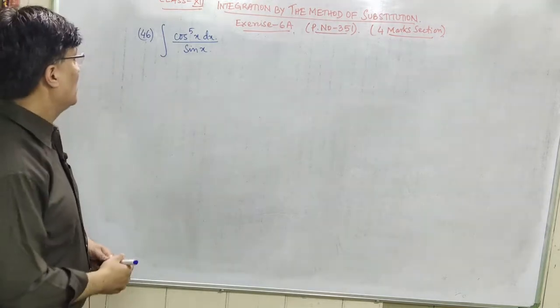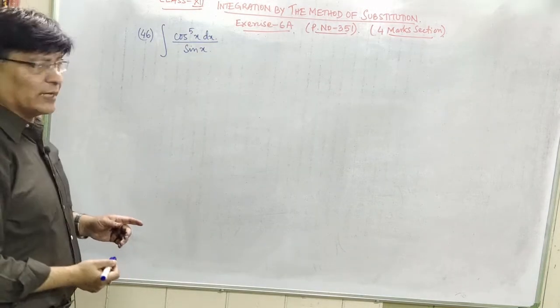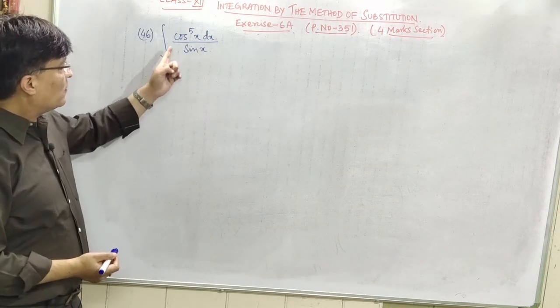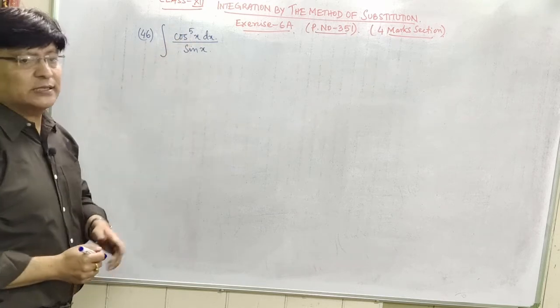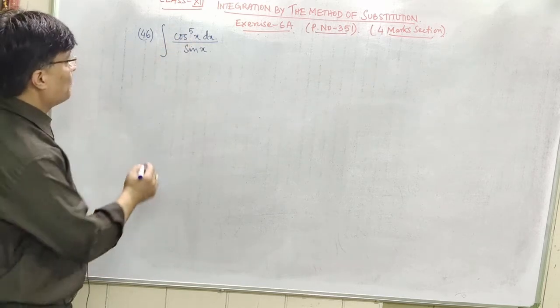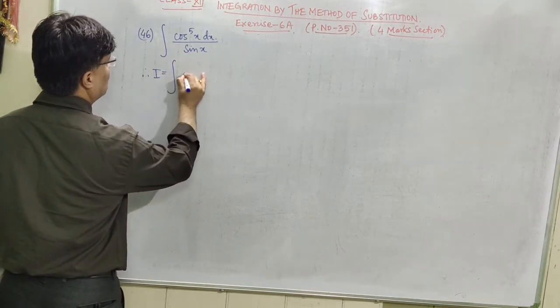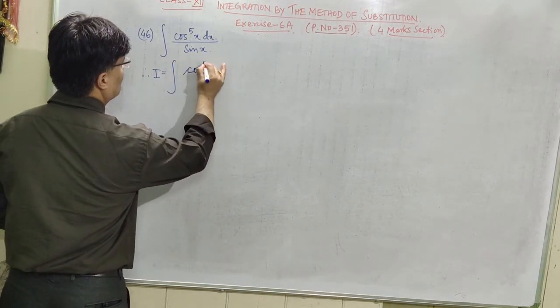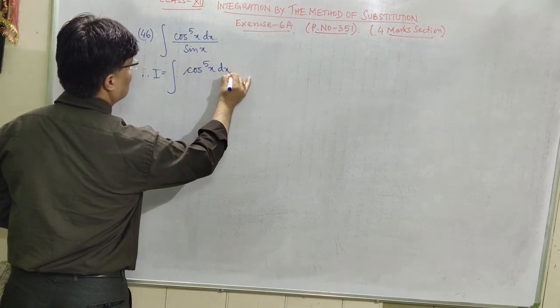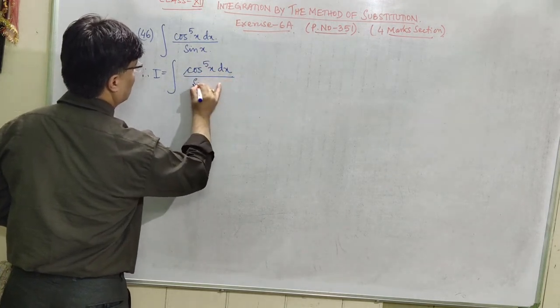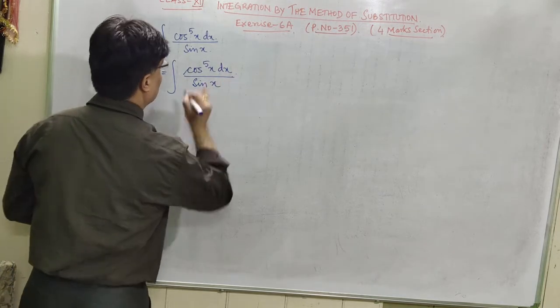So now we'll do this problem, that is question number 46. That is integral of cos to the power 5x dx divided by sin x. So let us write first I is equal to integration of cos to the power 5x dx divided by sin x. So how do you do it?